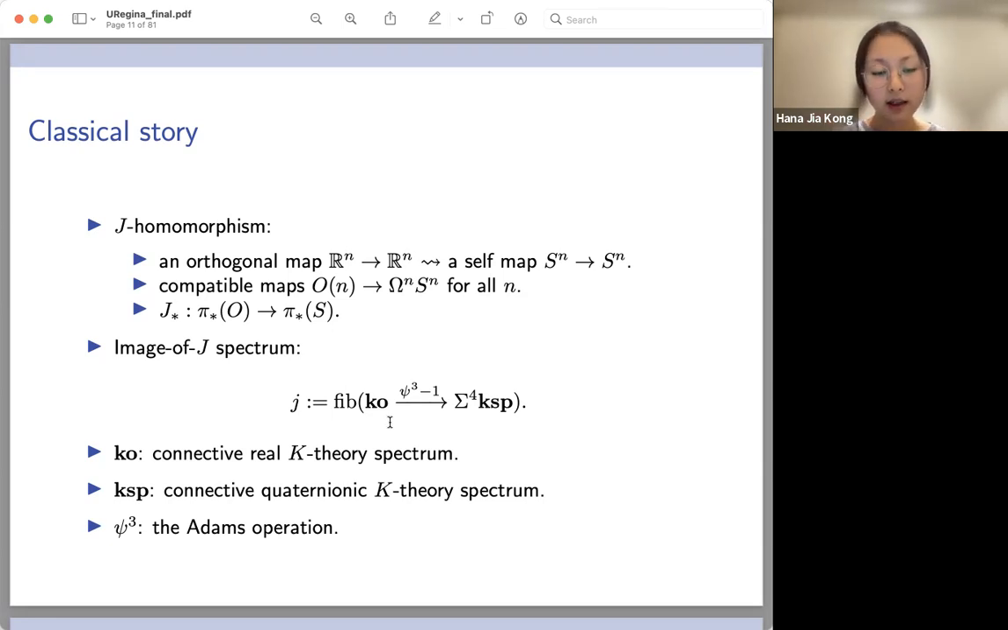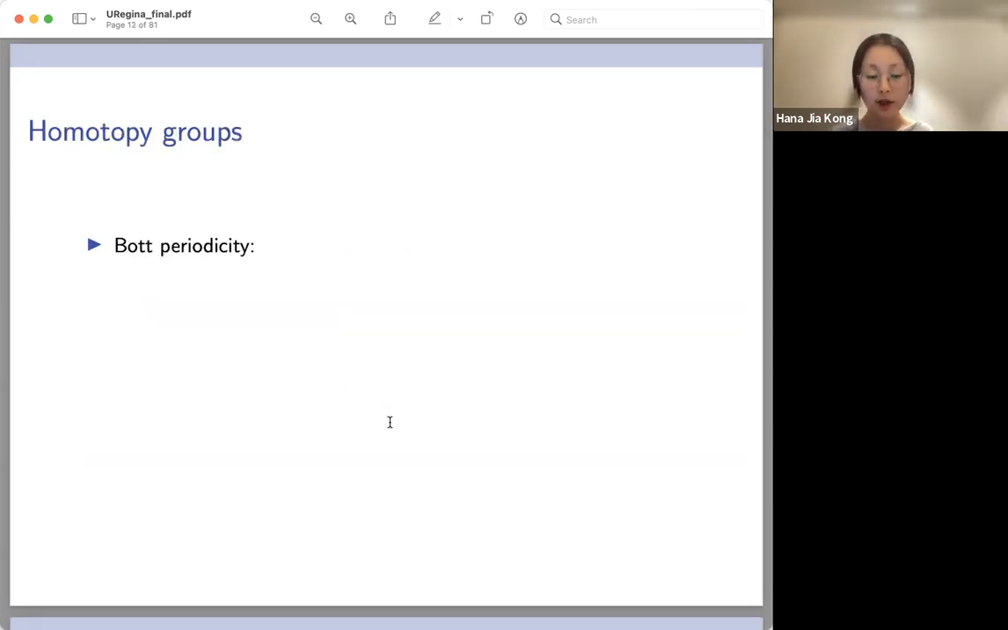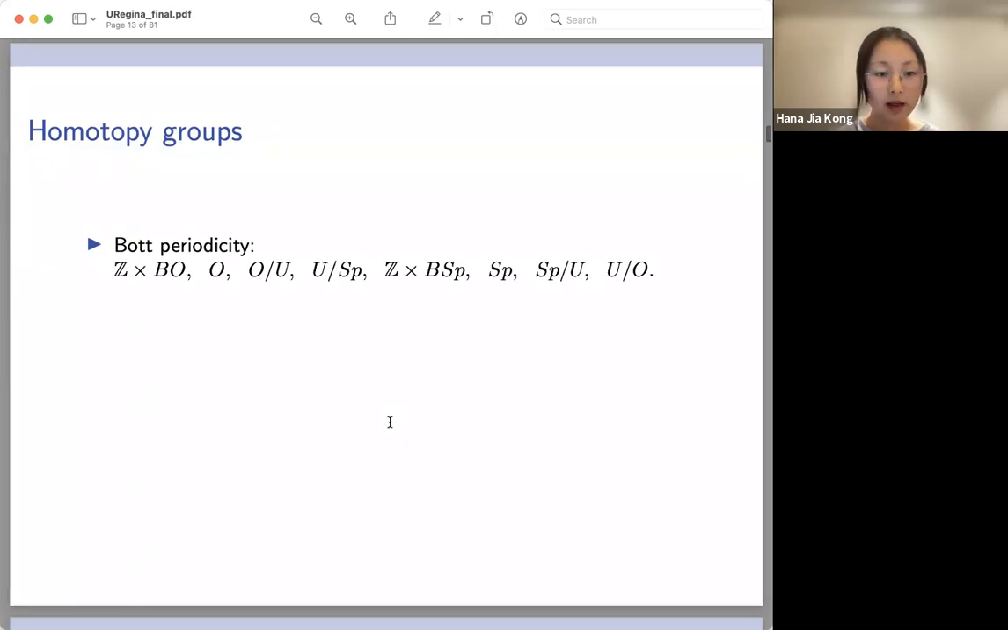Let's take a closer look at what these things are and what the homotopy groups of these things are. First, for KO, we have Bott periodicity, which tells us that the zero space of KO, the real K-theory spectrum, is Z × BO. If you take the loop space of that, that gives you the first space of this spectrum. It is O. And if you take the loop space again, you will get O/U, and it continues until the eighth one, and it repeats. So this is the periodicity of the real K-theory spectrum. And this is the zero space of KO. And this is the zero space of, oh, each time I say K-theory, my Siri will respond. Sorry, let me turn it off.